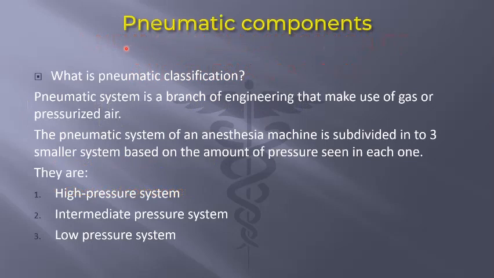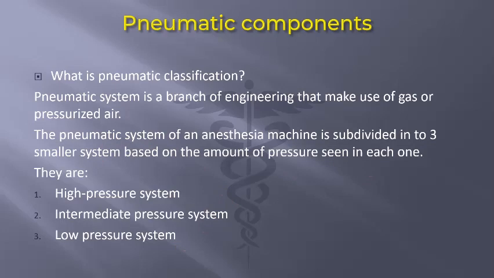So, what is meant by pneumatic system and what is the pneumatic classification of the anesthesia machine? Pneumatic system is a branch of engineering that makes use of gas or pressurized air. The pneumatic system of an anesthesia machine is subdivided into three smaller systems based on the amount of pressure seen in each one. They are high pressure system, intermediate pressure system, and low pressure system.